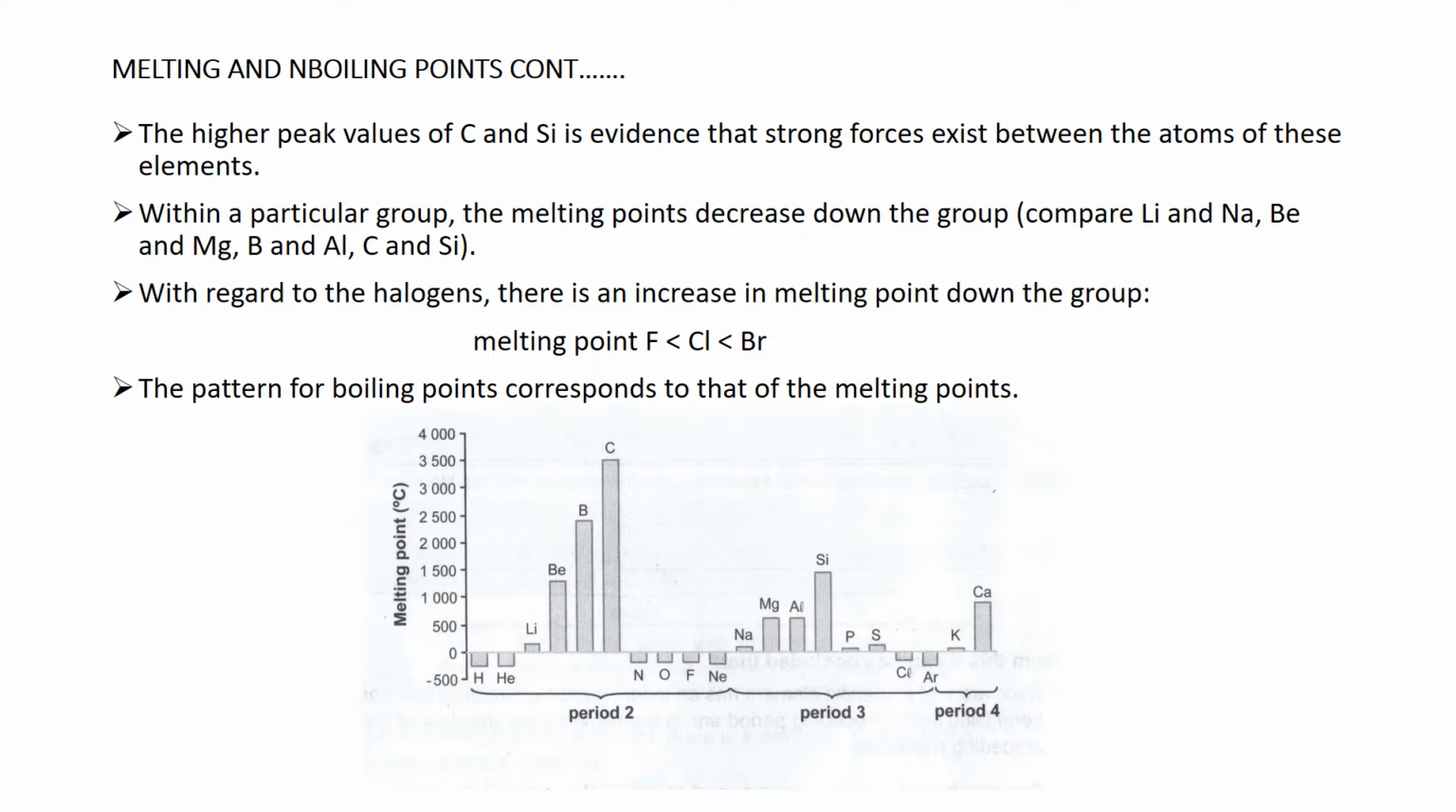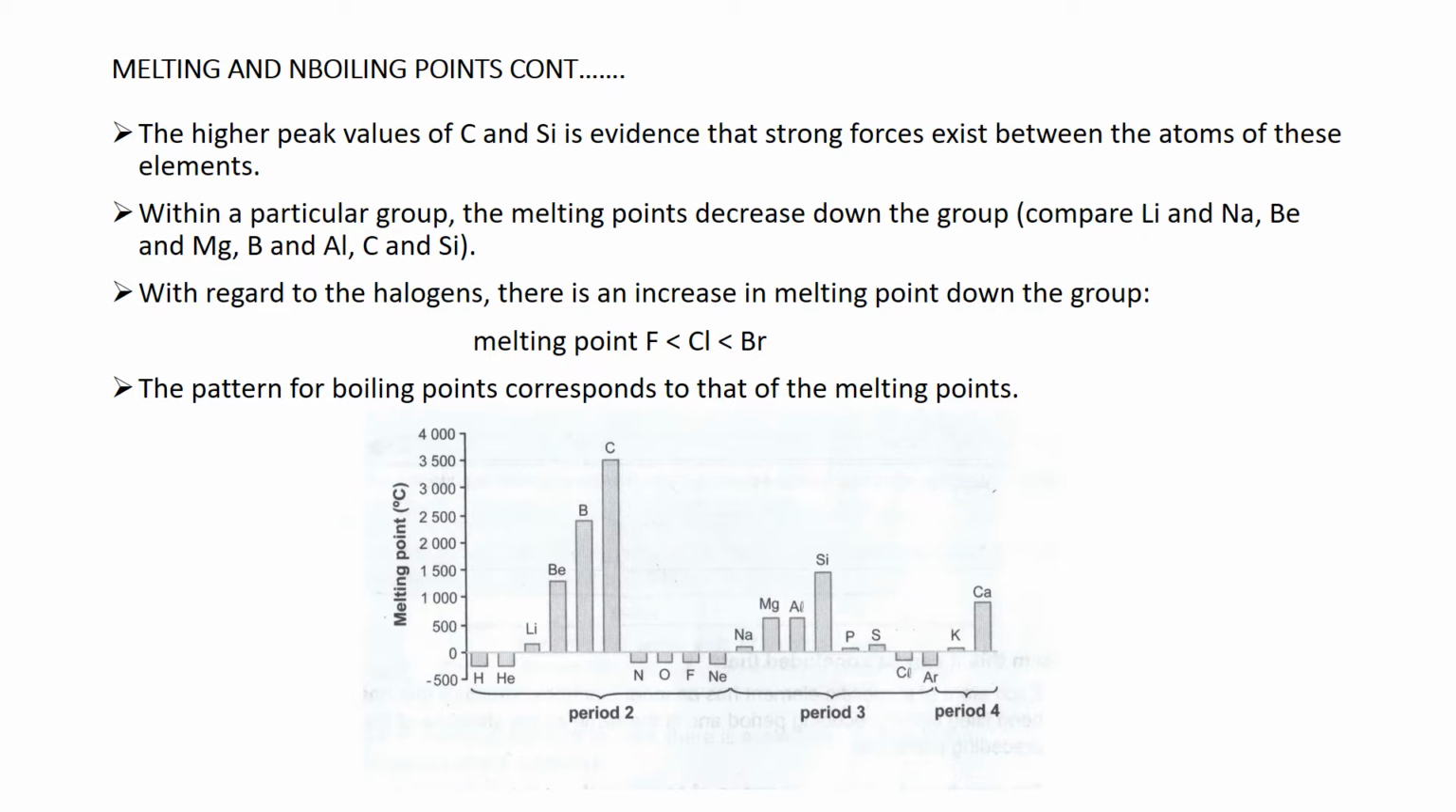We usually see carbon in diamond and graphite. So it does make sense that there are strong forces between carbon atoms, because a diamond is very, very strong, and graphite as well. Within a particular group, the melting points decrease down the group.